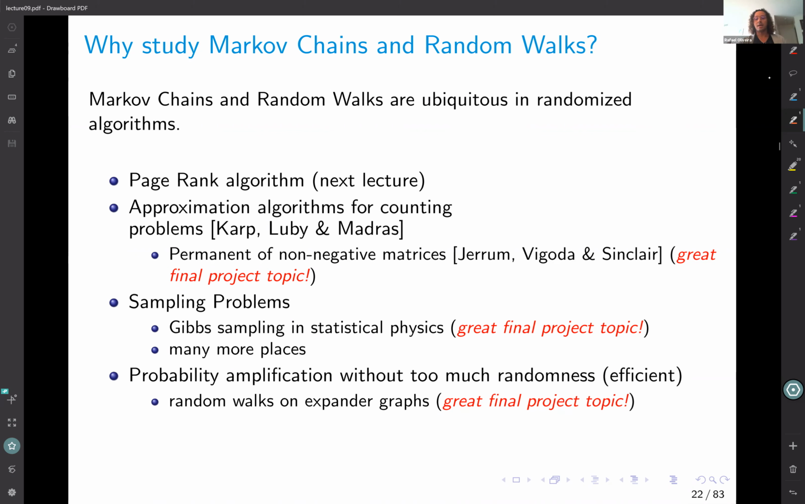As the red highlights indicate, those are amazing final projects. If you're interested, I'm happy to talk to you in office hours. So these are some places, and there are many more, where Markov chains and random walks appear.